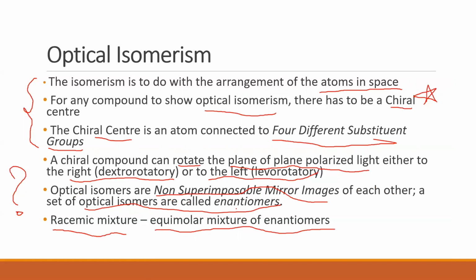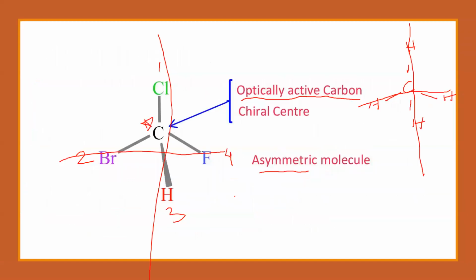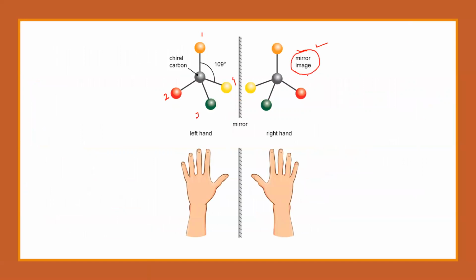Clear? So the two structures that we wrote there, the structure and the mirror image, are non-superimposable, which means I cannot superimpose one on top of the other. Such isomers are called optical isomers, and a set of these two is called enantiomers. Clear? So these two are enantiomers. This is enantiomer 1, this is enantiomer 2.